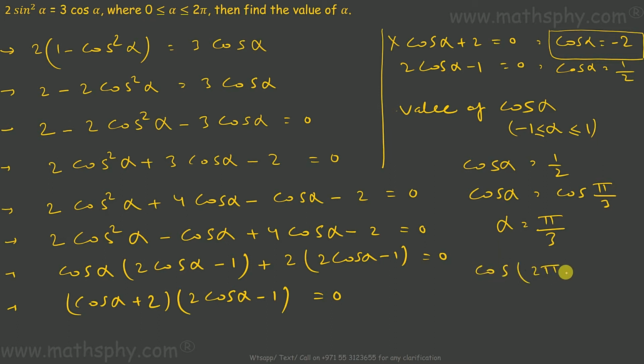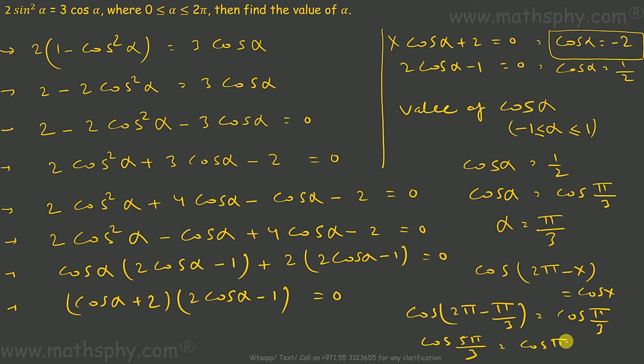I know that cos(2 pi minus x) equals cos x. So if I write this as cos(2 pi minus pi over 3) equals cos pi over 3, this will be cos 5 pi over 3 equals cos pi over 3. It means here the value of alpha can be pi over 3 and 5 pi over 3. Now you see both these values are less than or equal to 2 pi and more than or equal to 0, which means they are in this range. So the value of alpha will be pi over 3 and 5 pi over 3. Both the values can be accepted. Alright.